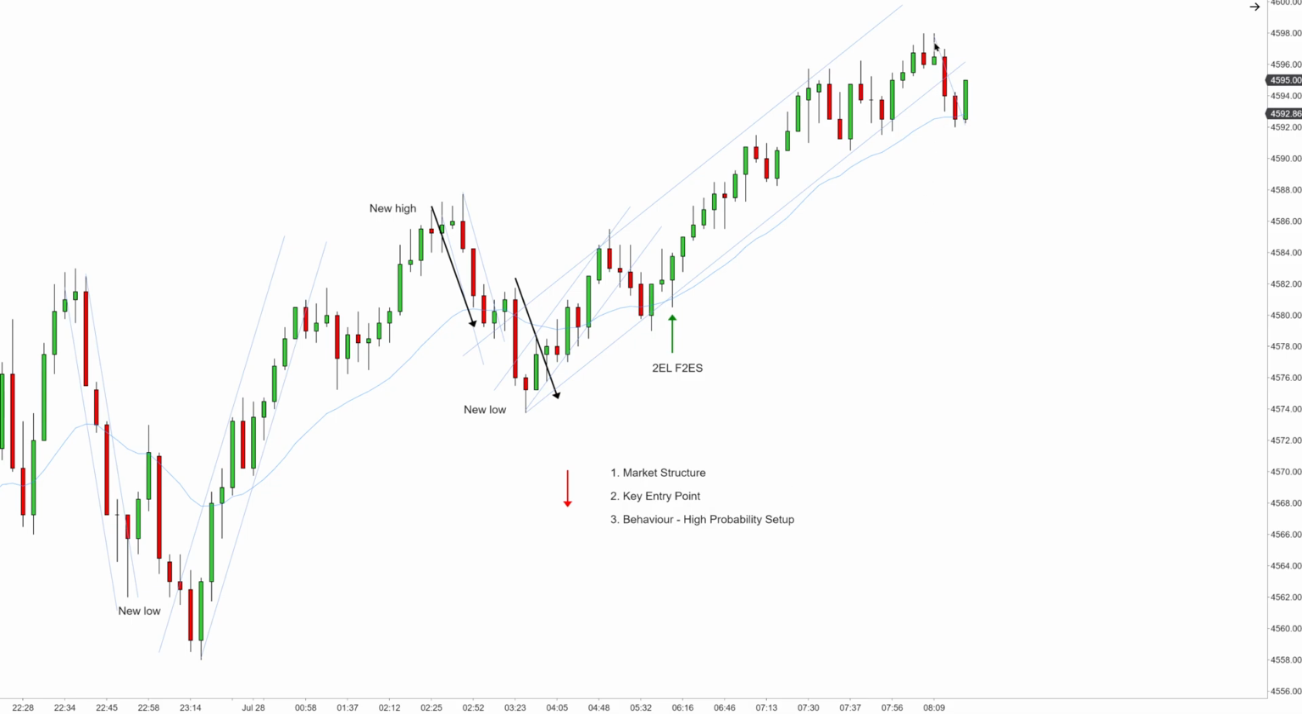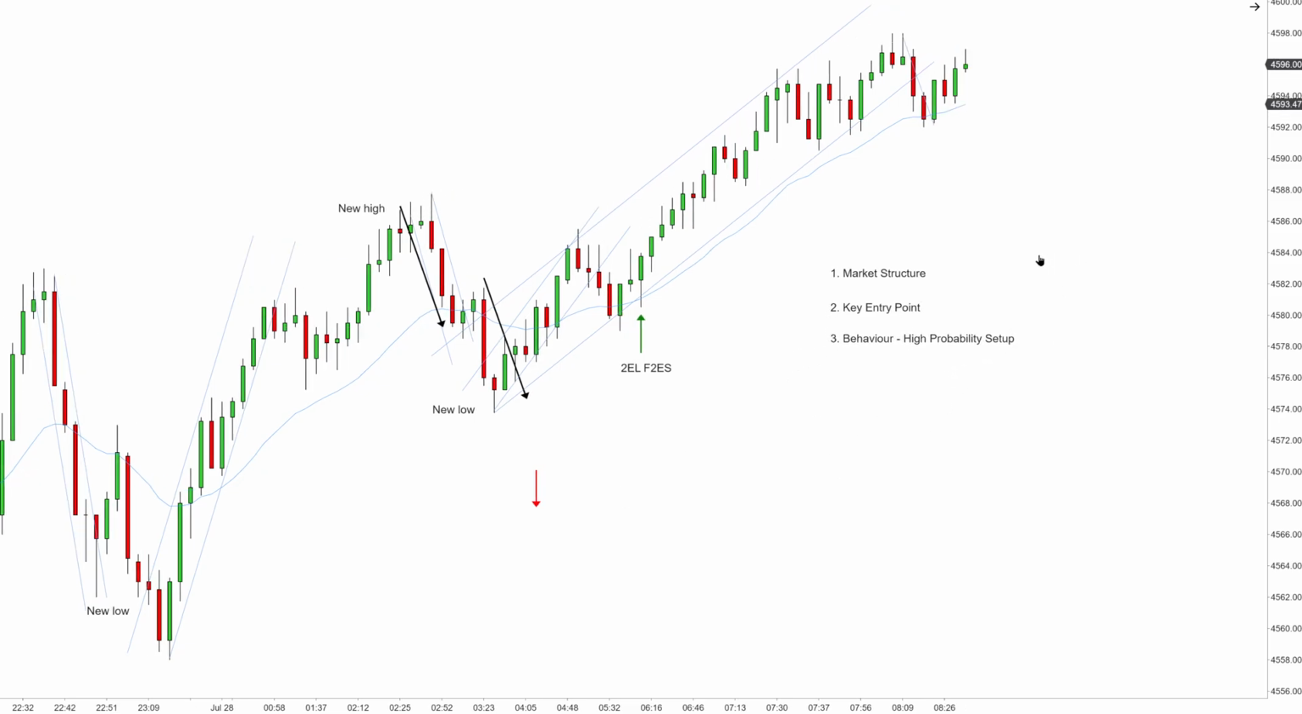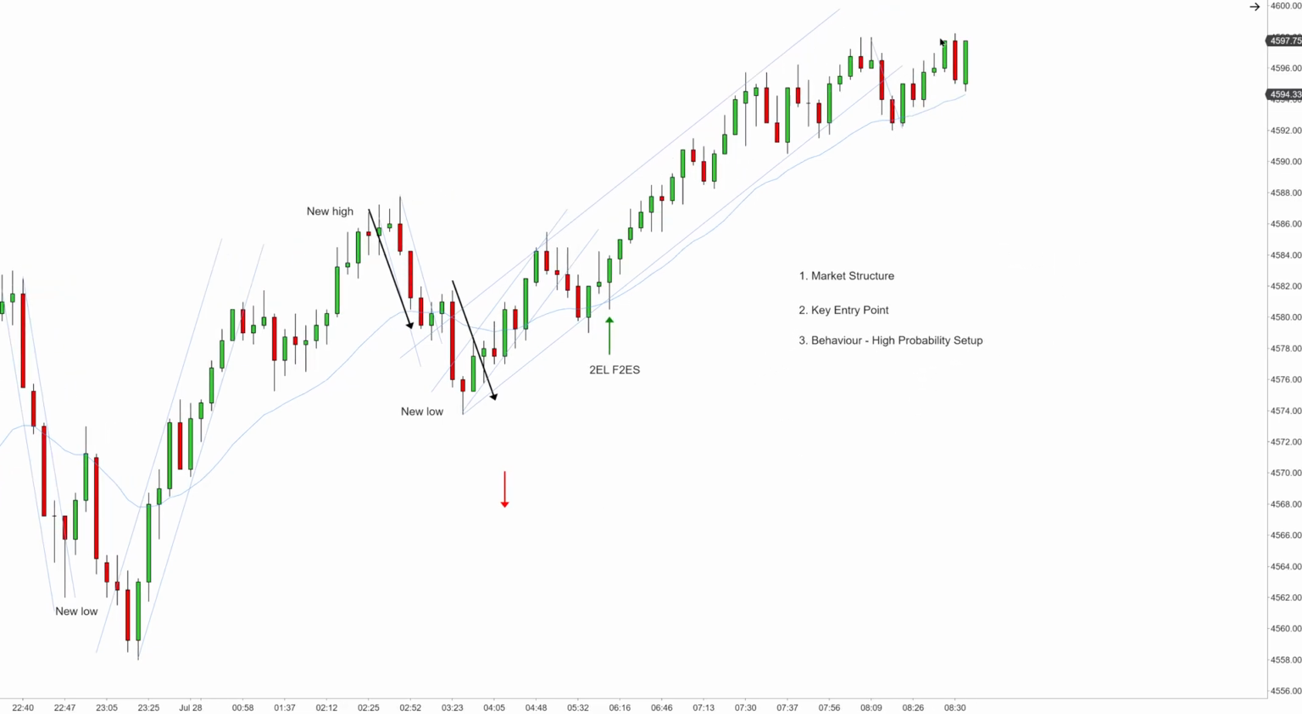But what is the behavior? I only have a first entry long. I want to see the two-legged pullback. The two-legged pullback would be the high probability setup. Can we get it? We already got the first entry long. They already created a new extreme. Okay, so no big deal. I will just wait for another chance to enter, for another correction.